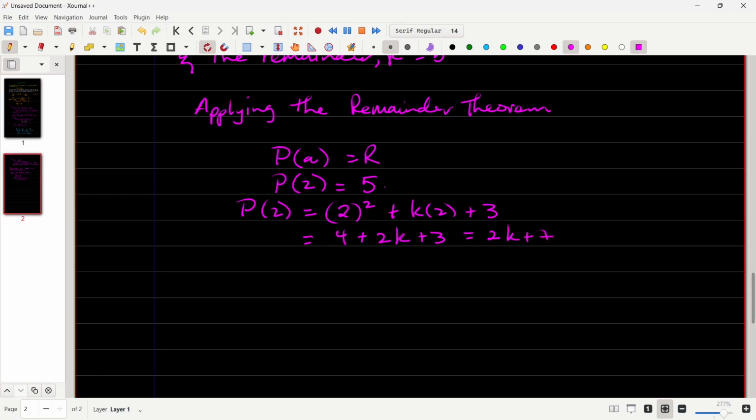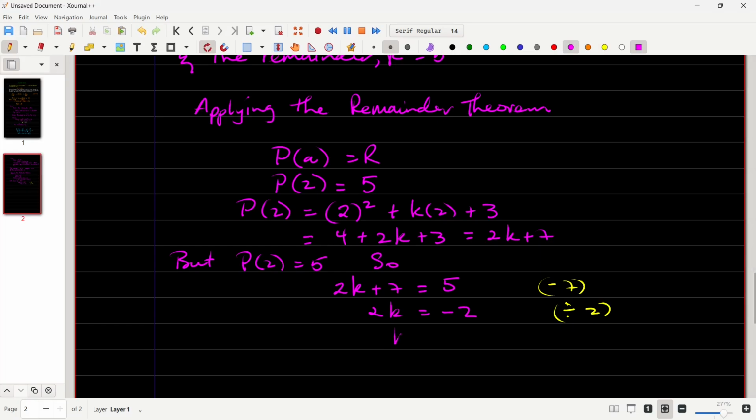Now I know that this is supposed to be equal to 5, because p of 2 is equal to 5. So 2k plus 7 is equal to 5. That means 2k would be equal to, and I'm just going to minus 7 from both sides, 5 minus 7, which is minus 2. And then I'm going to divide both sides by 2. Once I divide both sides by 2, k is going to be negative 2 over 2, and that's going to be negative 1. All right? So in other words, the value of k is equivalent to negative 1.